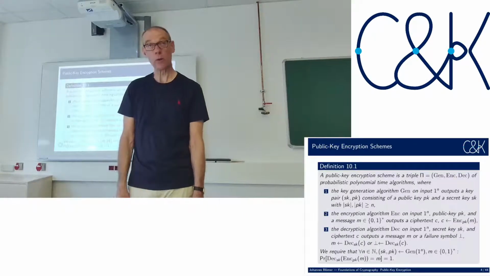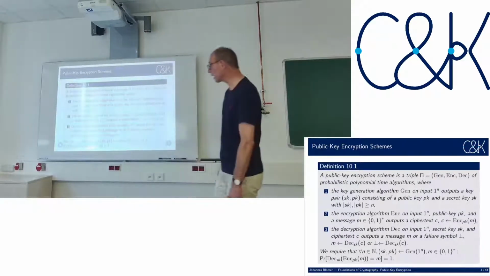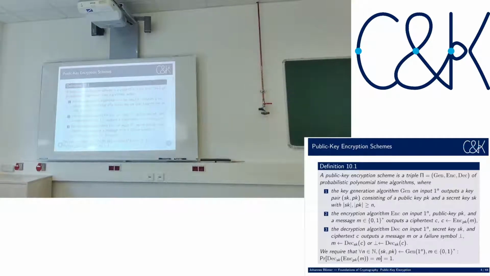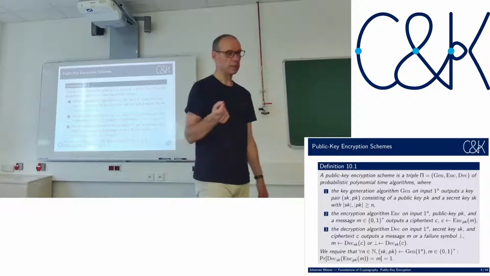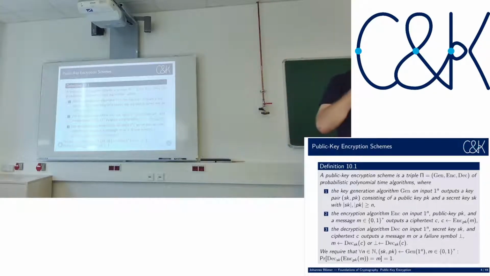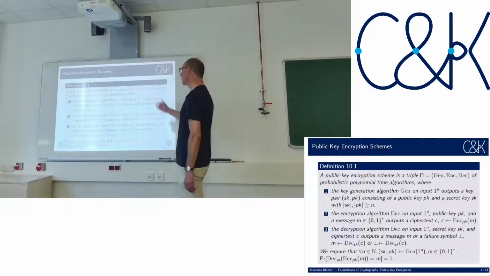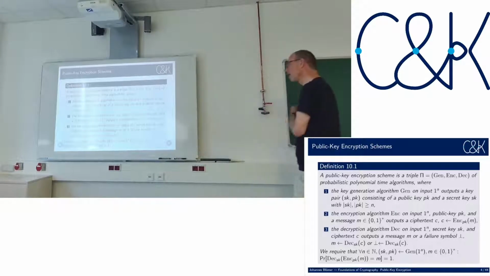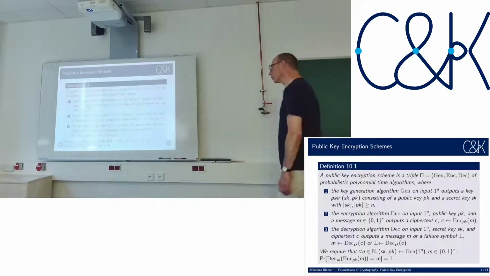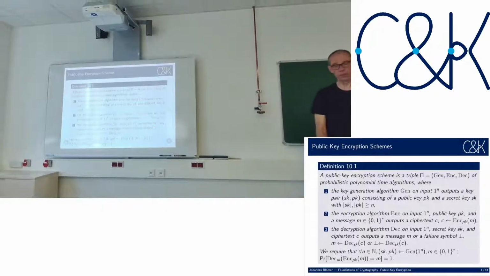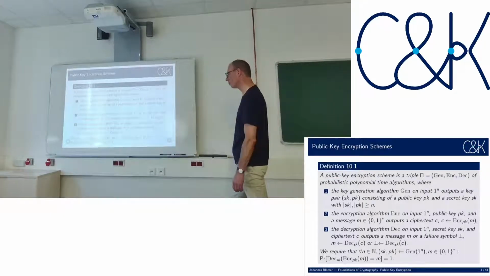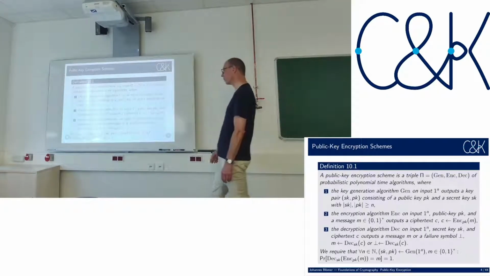Okay, so first of all, let's start with the syntactical definition of a public key encryption scheme. And as you see, a public key encryption scheme is related to private key encryption schemes in a way similar to the relation between signature schemes and message authentication codes. So a public key encryption scheme consists of a triple of algorithms: key generation, encryption, and decryption. All of them are probabilistic polynomial time algorithms, although the decryption algorithm in general is a deterministic one, but we allow it to be probabilistic overall.